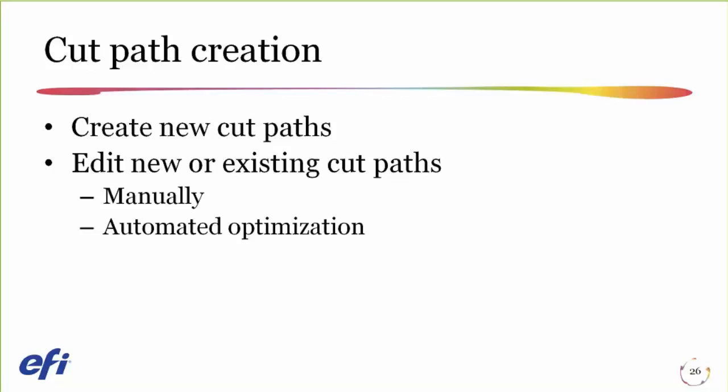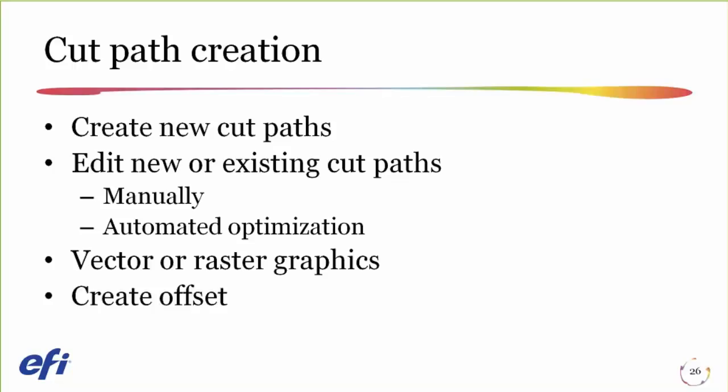We can also automate what's called optimization. Optimization is cleaning up the cut path. You'll see that in just a bit. This works with vector or raster graphics. We can also create what's called an offset. I want to cut a little beyond the document, or I want to undercut. I want to cut into the document a little bit. I want to make sure that that little sliver of white doesn't show through.